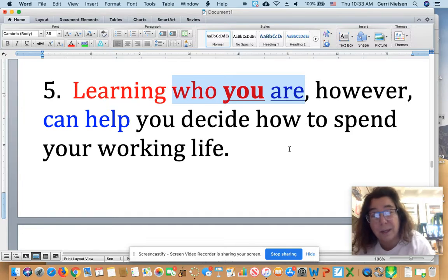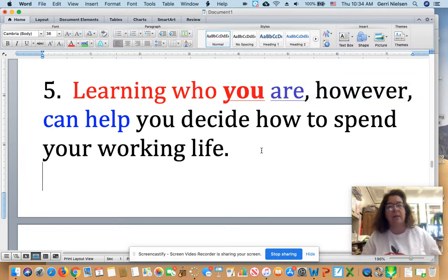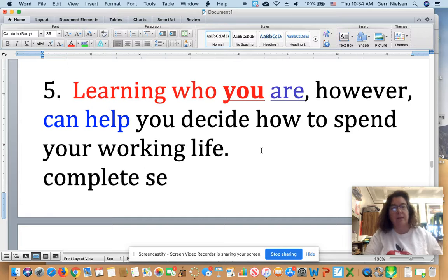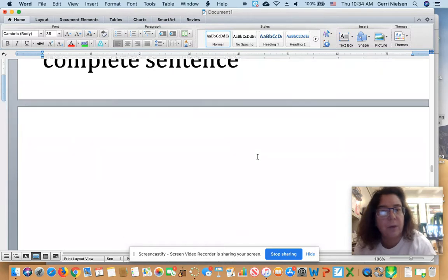That is a complex sentence, but we have to decide, can this stand alone? Is this dependent clause right? Do we need another comma here? What's going on? Learning who you are, however, can help you decide how to spend your working life. This is all punctuated correctly. That, however, is a nice non-essential connector there, but we need to have something to connect that to the verb. So it's correct the way it is. This one is a complete sentence. Not a clause fragment, not a run-on.